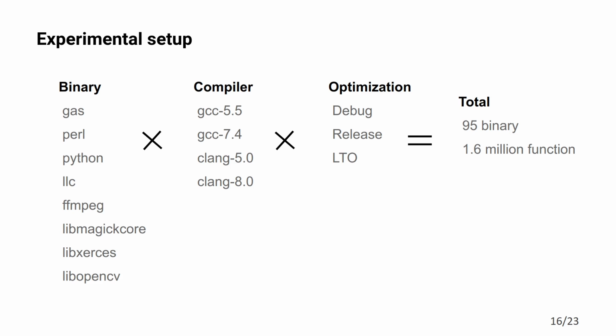We extensively experimented with bcov, using a variety of binaries, compilers, and optimization levels. In total, we used bcov to instrument 95 binaries, which contain over 1.6 million functions. Note that all of our subjects are popular and well-tested.